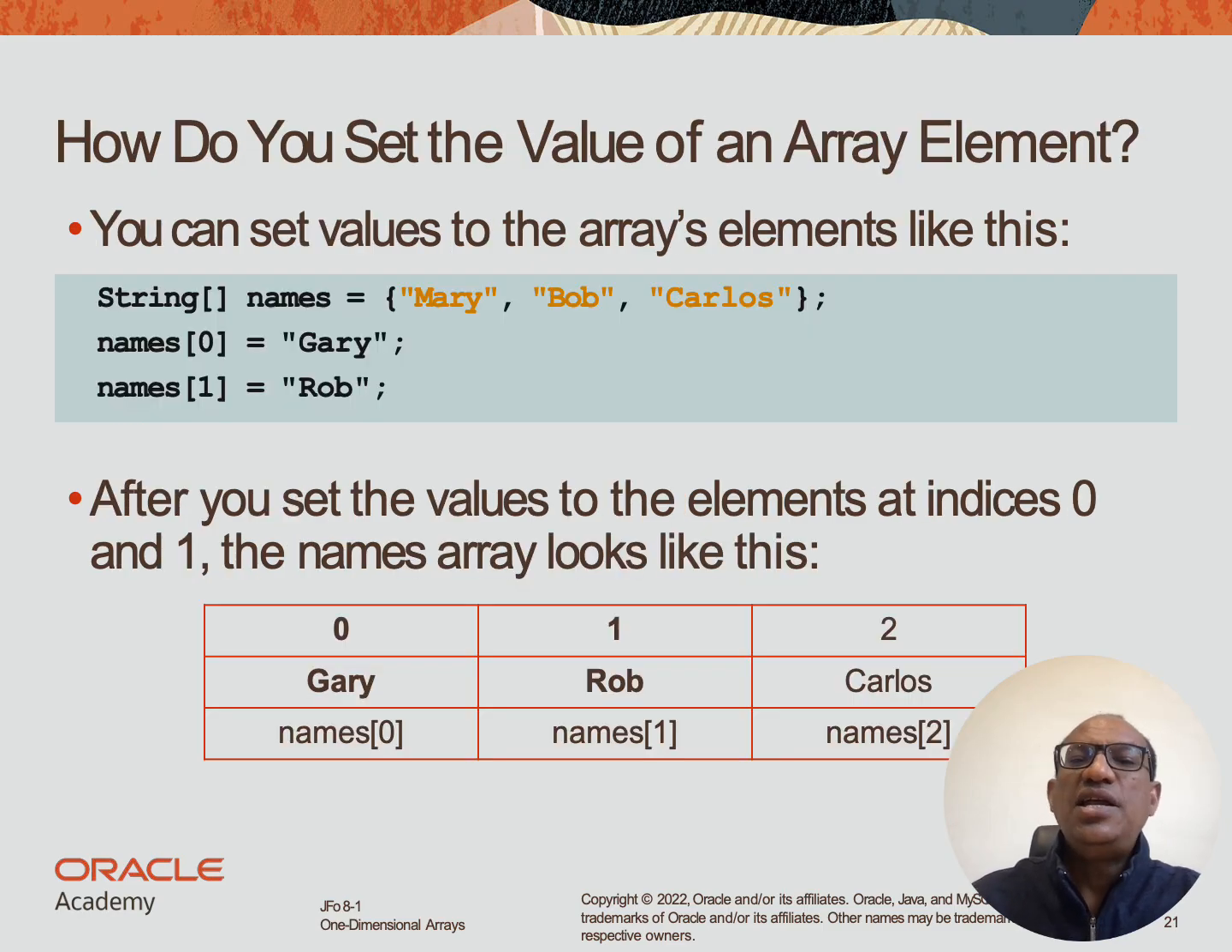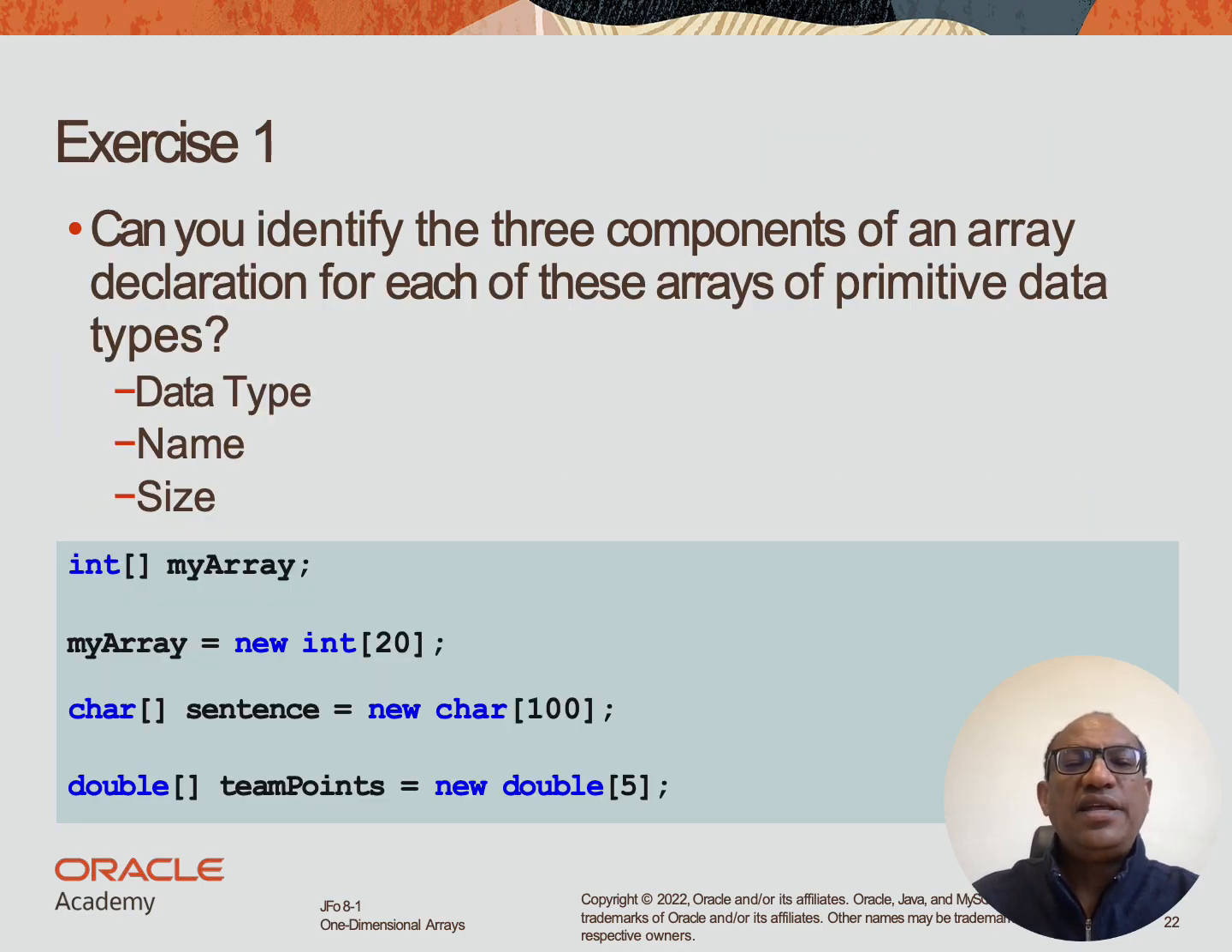Changing elements: names[0] = "Gary". In exercise 1, practice recognizing the three parts of array declarations: the type, the name, and the size if specified. Try it with int[] myArray = new int[20]; and char[] sentence = new char[100];.